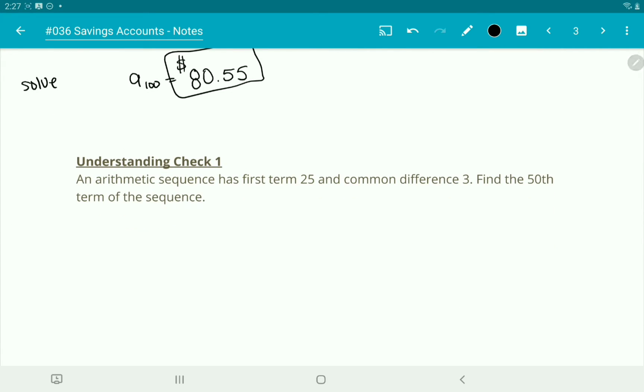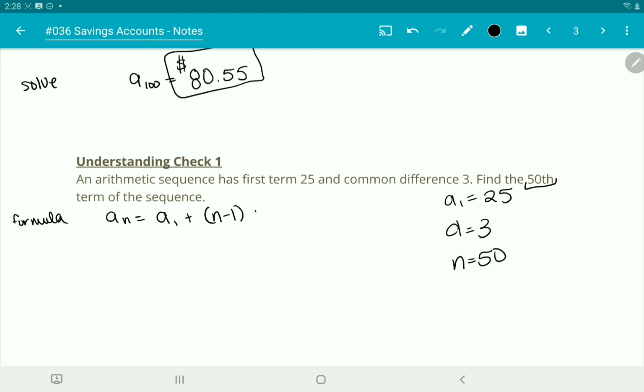So we'll do a quick little understanding check. An arithmetic sequence has first term, so a1 is 25, and a common difference of 3. Okay? It says to find the 50th term. So n is going to be 50. That's what we're looking for. So again, we're going to write the formula first. Okay? And so a sub n is going to be a sub 1 plus n minus 1 times d. Okay? Now we're going to substitute, because we know what n is, we know what a sub 1 is, and we know what d is.